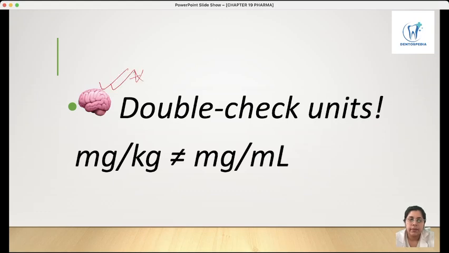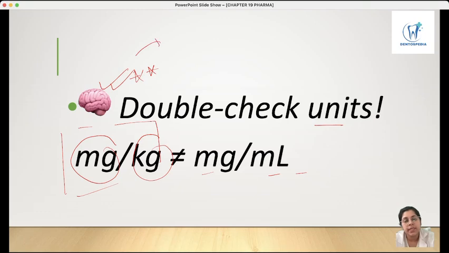Now this is very much important. Double check the unit. It should be mg per kg, not mg per ml. Okay, this is very much important. Why? Because we will always calculate dose for a pediatric child according to the weight. That's why this unit is very important.